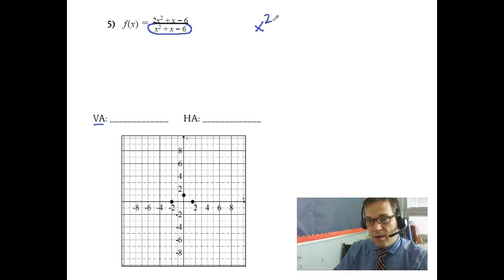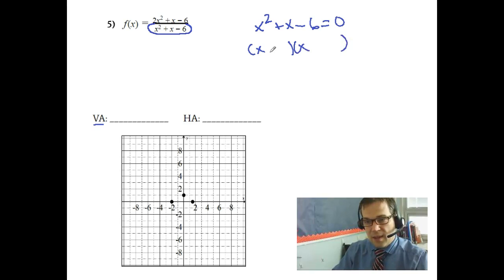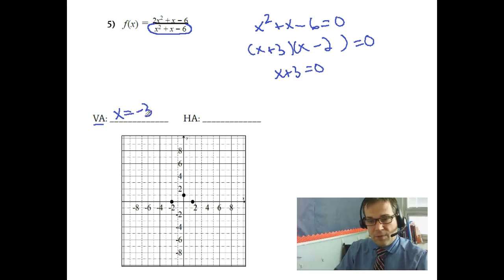So I'm going to take x squared plus x minus 6 equal to 0. Factor this thing using my old-timey factoring skills. I think a positive 3 and a negative 2 will do the trick. Setting each factor equal to 0 shows me that one of the VAs will be at x equals negative 3, and the other VA will be at x equals positive 2. So I'll go to where x is negative 3 and draw a vertical boundary line. I'll go to where x is positive 2 and draw another vertical boundary line.